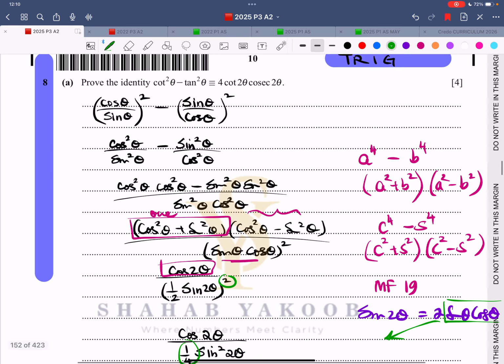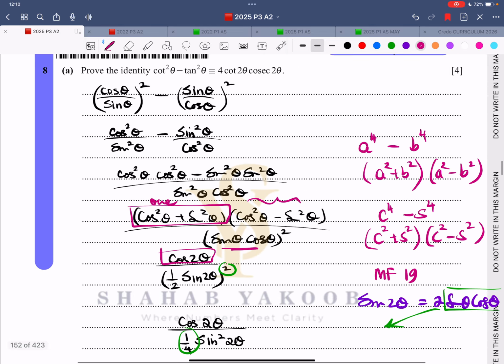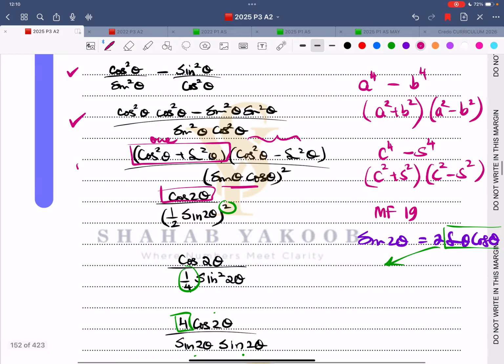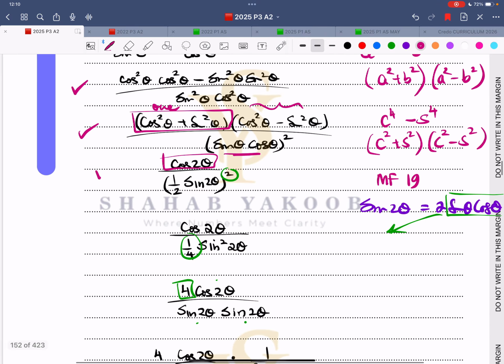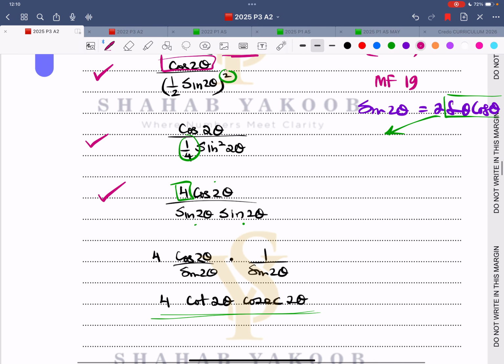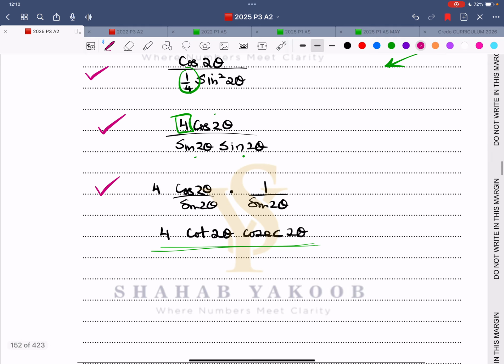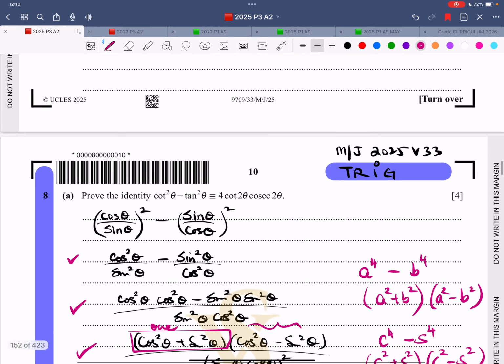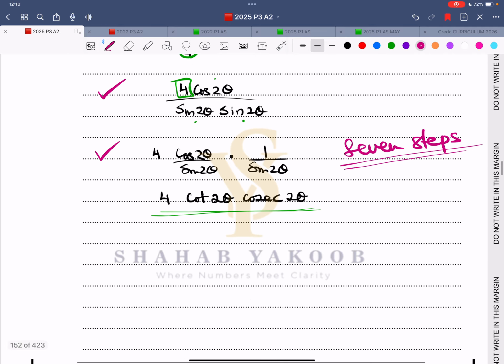So let's count the number of steps. Technically this is step 1, step 2, step 3, this is step 4, this is step 5, this is step 6, this is step 7. This is the final answer. So 7 steps. Yes, it was slightly more involved, not difficult, but more involved, but still you're getting 4 marks, sometimes 4, sometimes 3, and so on.